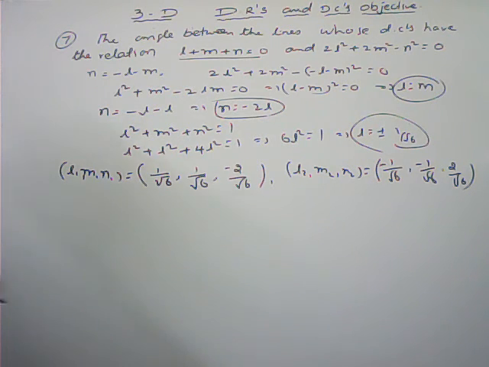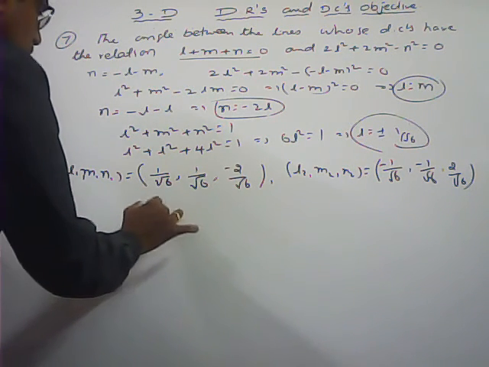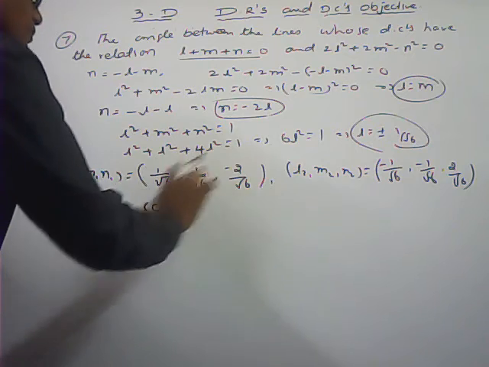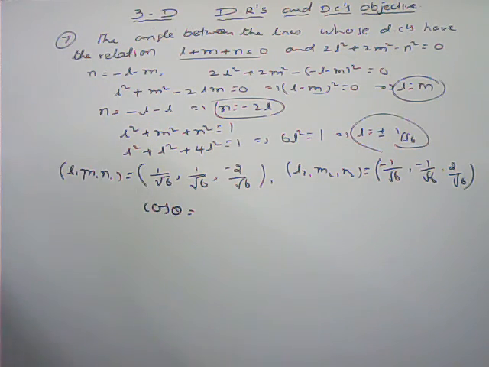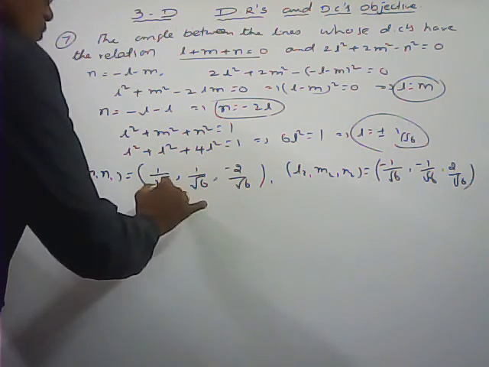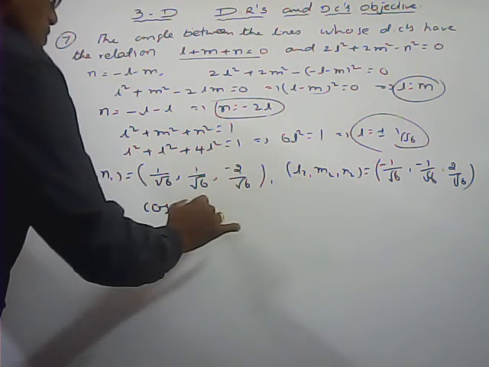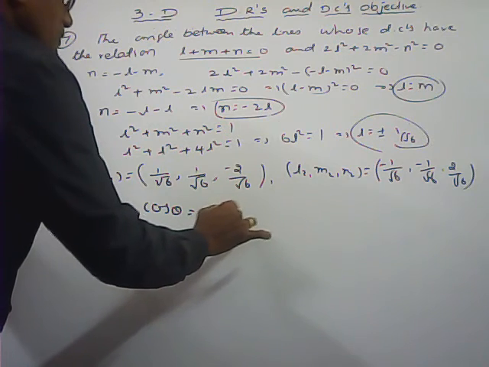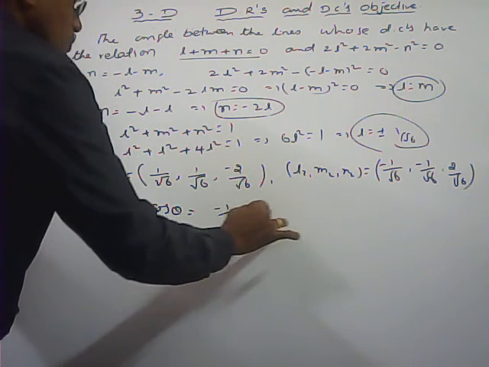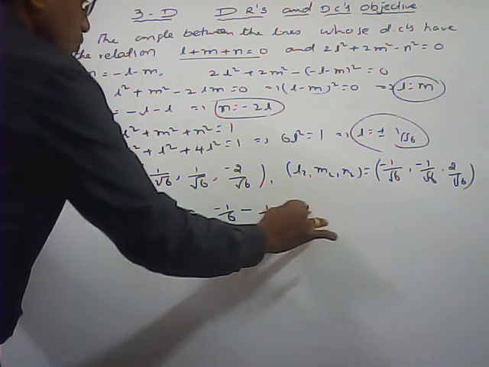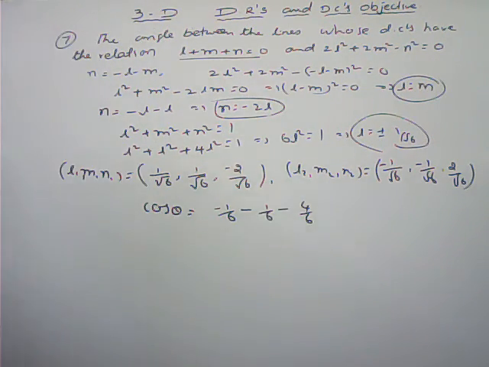you can find the angle between both. Cos theta is equal to the dot product of these two. 1 by root 6 into minus 1 by root 6, that is minus 1 by 6, minus 1 by 6, minus 4 by 6.